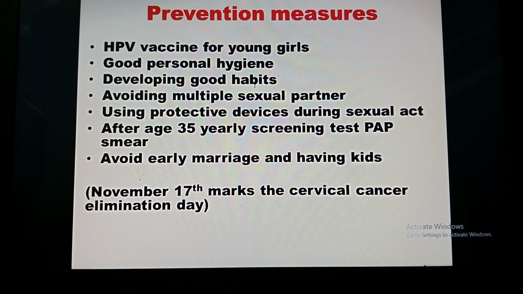The WHO has declared November 17 as Cervical Cancer Elimination Day. Every November 17th, Cervical Cancer Day is celebrated, and on that day mass health education is given everywhere to couples and every single individual. Through this they will get the idea as well as knowledge. This is the responsibility of every health professional, and as nurses, it is our major responsibility.